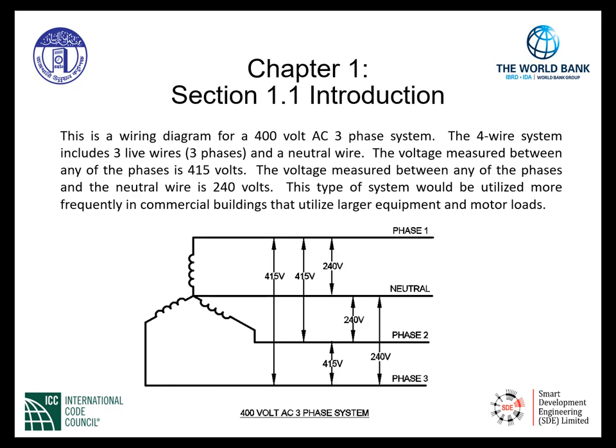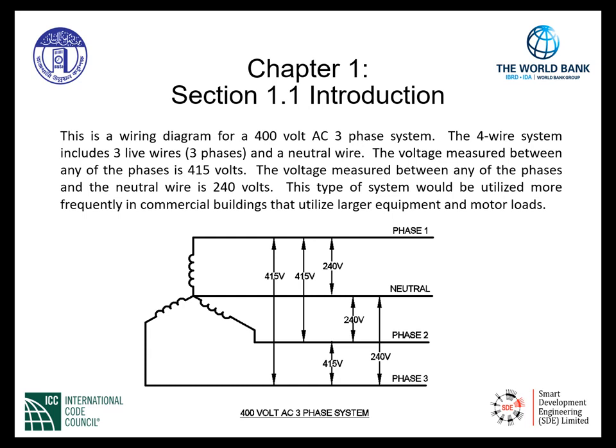An example indicated in the diagram below indicates a 400 volt AC three-phase system. The four-wire system includes 3 live wires or 3 phases and a neutral wire. The voltage measured between any of the phases is 415 volts. As we can see in the diagram below, if we take a voltage measurement between phase 1 and phase 3, the resulting difference in potential is 415 volts.